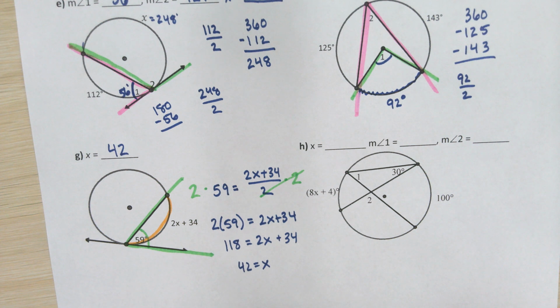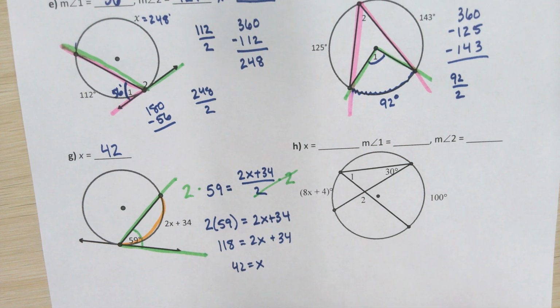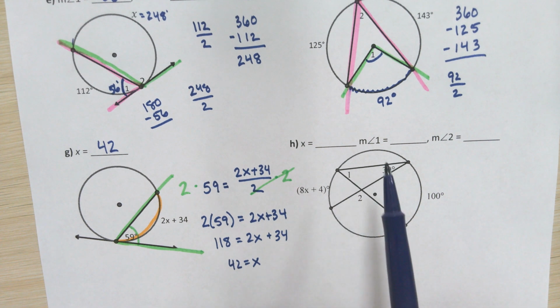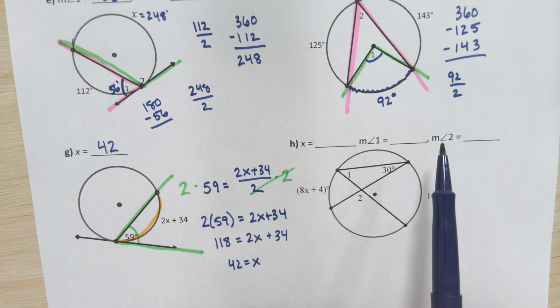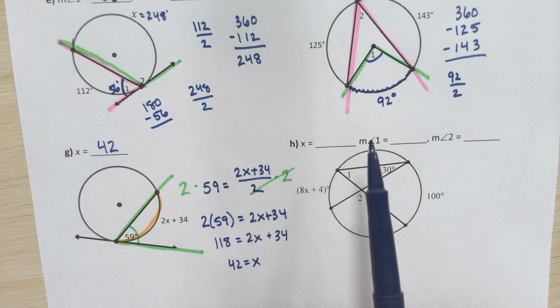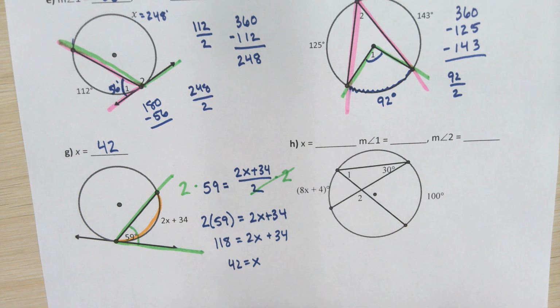All right, last one. We've got 3 things to track down here: x, measure of angle 1, and measure of angle 2. I will be honest that sometimes it's not best to try to solve for them in order, so just be aware of that. Sometimes it works, but not always.